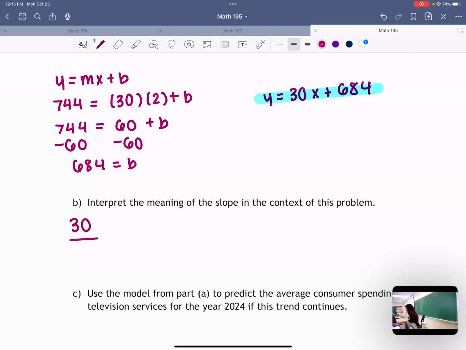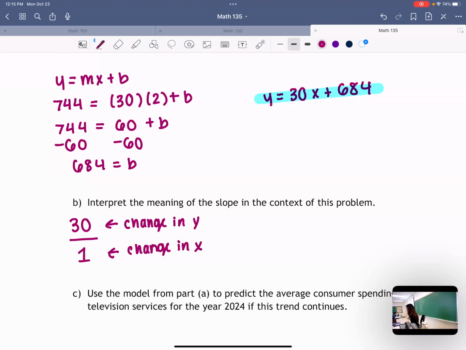Personally, I can't really interpret it until I write it as a fraction. So another way to write 30 is 30 over 1, right? That's another way we can think about any number. And thinking about slope, I know that slope is rise over run, or the change in y over the change in x.